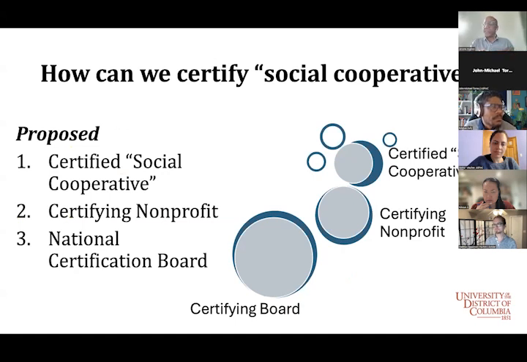So really briefly, I think I have about two minutes here. How can we certify social cooperatives? What's proposed is that there are certified social cooperatives, there's a certifying nonprofit, and there's a national certification board. So what am I doing here? This is in many ways how we're already structured, right? We already have nonprofit incubators that work, as Minsun noted, with a range of cooperatives providing various support. And the only thing this arrangement adds is an approach where we create a common certification, right?